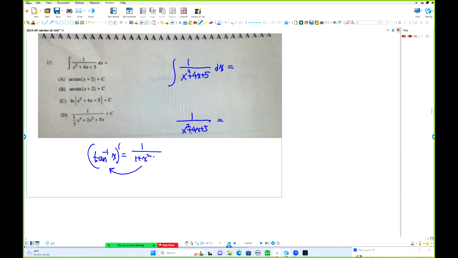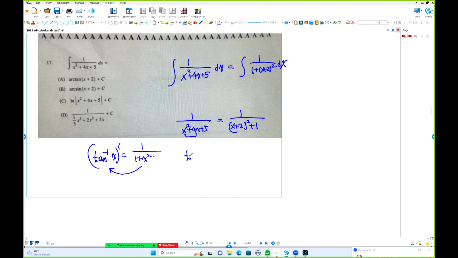I'm going to make it perfect square form, okay? 1 over, this 2 is what? (x plus 2) squared, and plus 1. Are you okay with this? Half of 4 is 2, and 2 squared is 4. To make a 5, you need a 1, right? That's the equivalent. So this is 1 over 1 plus (x plus 2) squared dx.